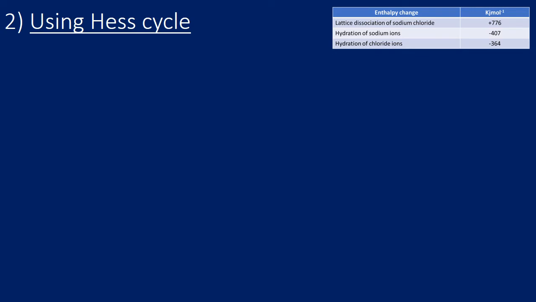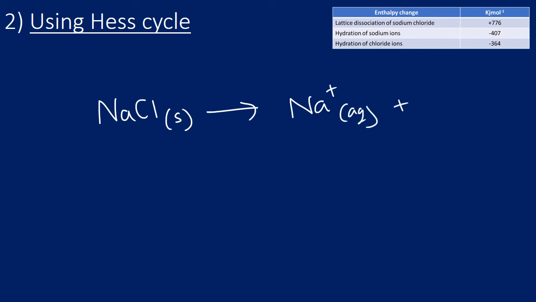Okay, so we could also use a Hess cycle to carry out this calculation. And we would always have the enthalpy of solution as the top equation. So in this case, it's sodium chloride, which is a solid. When it dissolves, it forms 1 mole of aqueous sodium ions and 1 mole of aqueous chloride ions. And this is my unknown value.